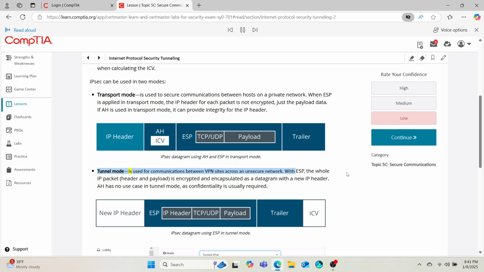Tunnel mode is used for communications between VPN sites across an unsecure network. With ESP, the whole IP packet, header and payload, is encrypted and encapsulated as a datagram with a new IP header. AH has no use case in tunnel mode, as confidentiality is usually required. IPsec datagram using ESP in tunnel mode.